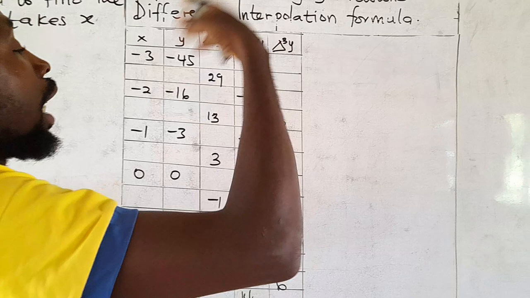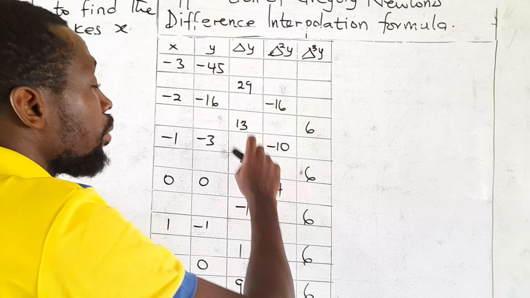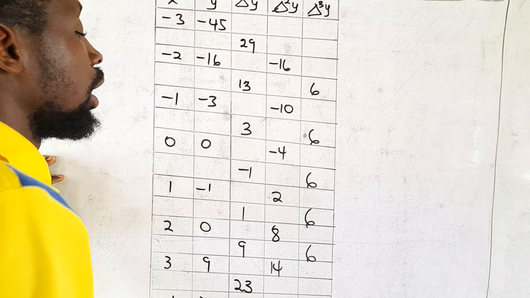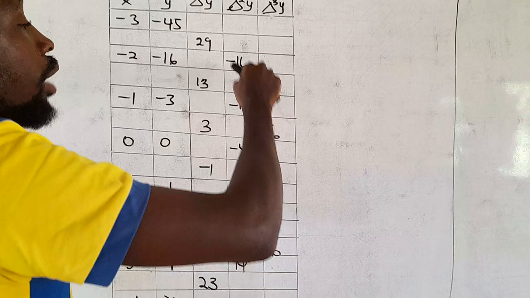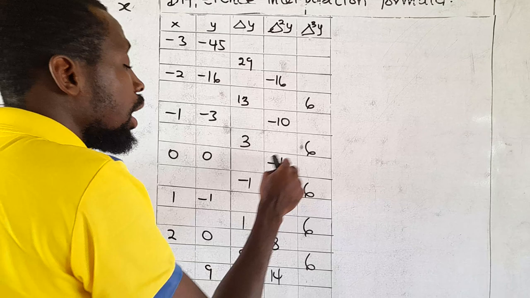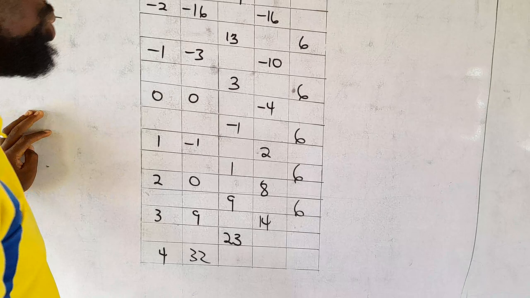So the second difference, 13 minus 29 is negative 16. 3 minus 13 is negative 10. Negative 1 minus 3 is negative 4. 1 minus negative 1 is 2. 9 minus 1 is 8. And 23 minus 9 is 14. Then the third difference, negative 10 minus negative 16 is 6. Negative 4 minus negative 10 is 6. 2 minus negative 4 is 6. 8 minus 2 is 6. And 14 minus 8 is 6. I hope you get that. Remember, they say we should use the forward difference formula.